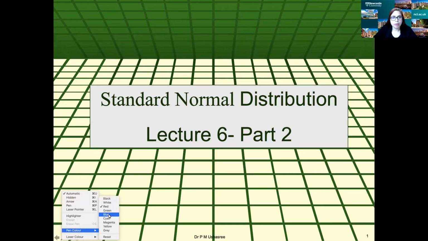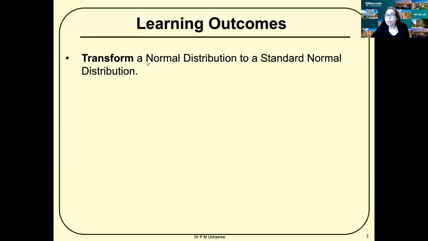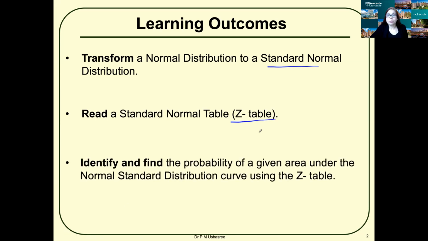Hi everybody, this is part 2. We're going to see what the standard normal distribution is. That is, by the end of this week, you should be able to transform a normal distribution to a standard normal distribution. You should be able to read a Z table and use it to find the probability of a given area under a standard normal distribution.